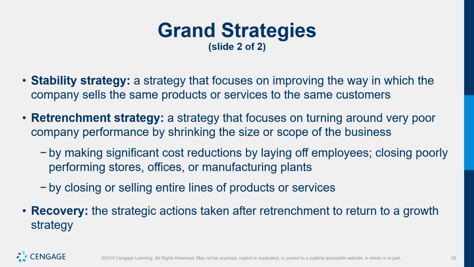A stability strategy is useful when their external environment does not change much or after they have struggled with periods of explosive growth. The retrenchment strategy is intended to turn around very poor company performance. Step one is shrinking the size or scope of the business, or if the company is in multiple businesses, closing or shutting down different lines of the business. Step two is recovery, which consists of strategic actions that a company takes to return to a growth strategy.